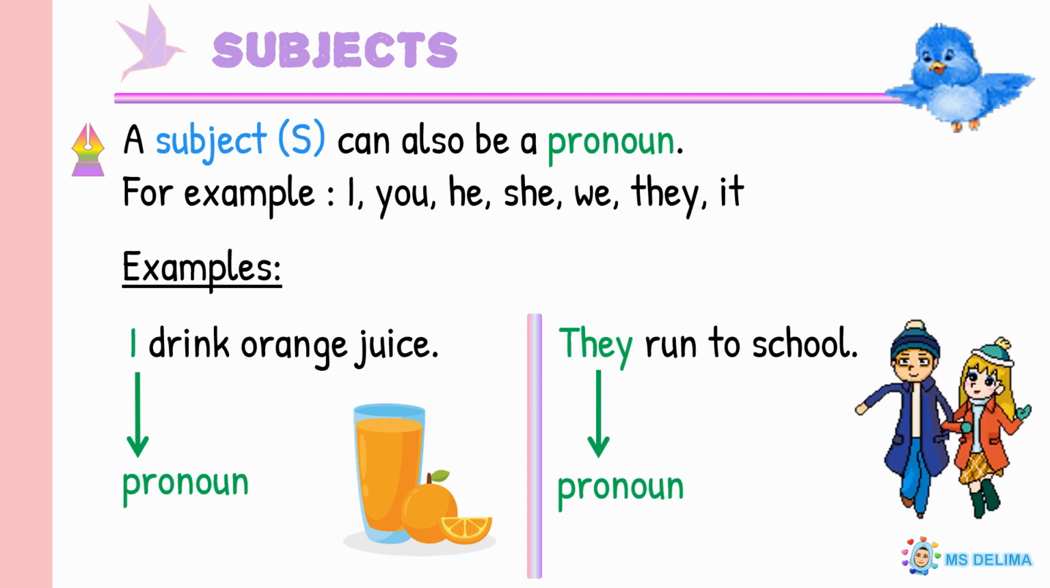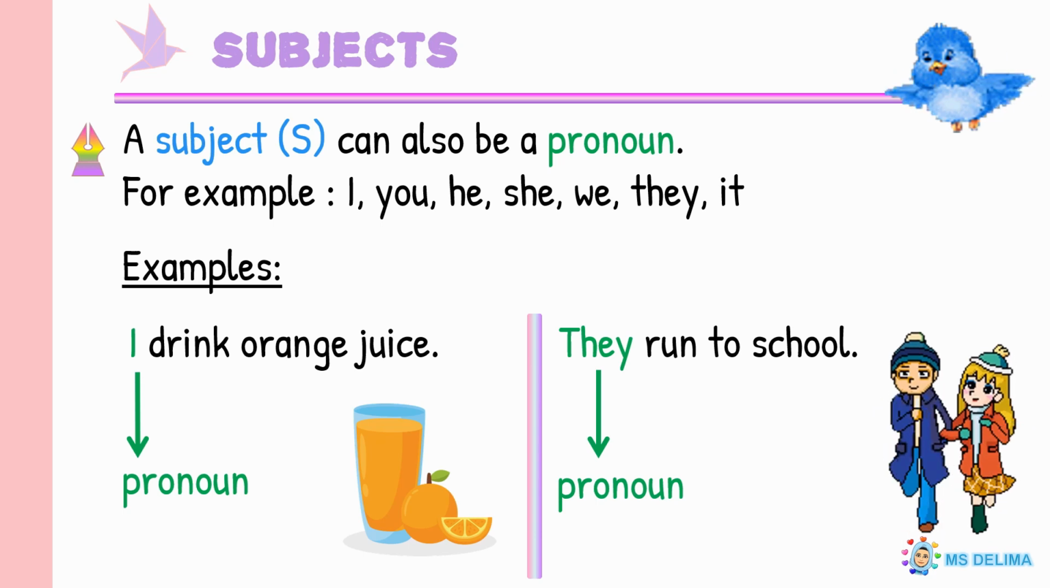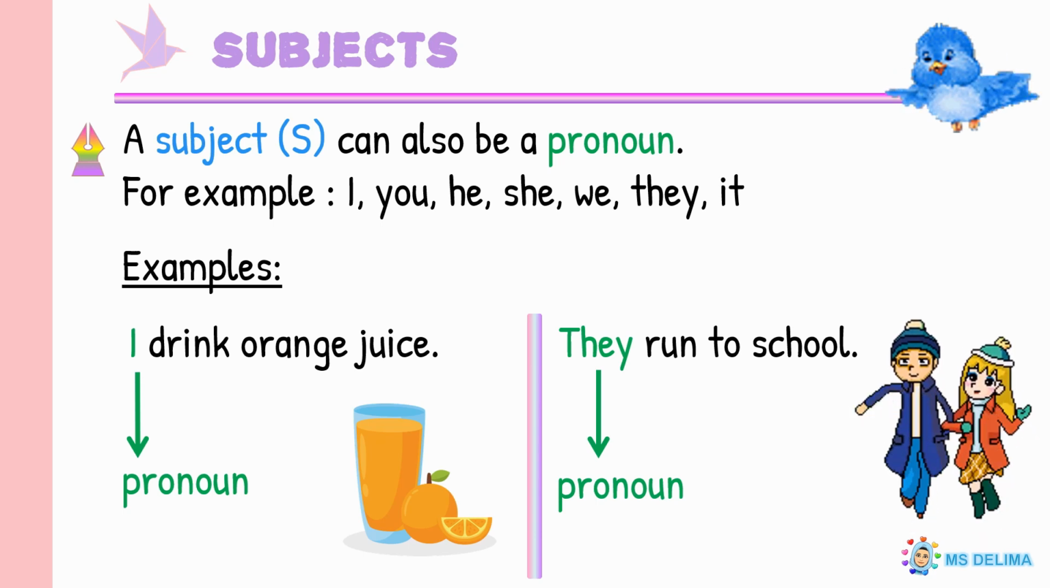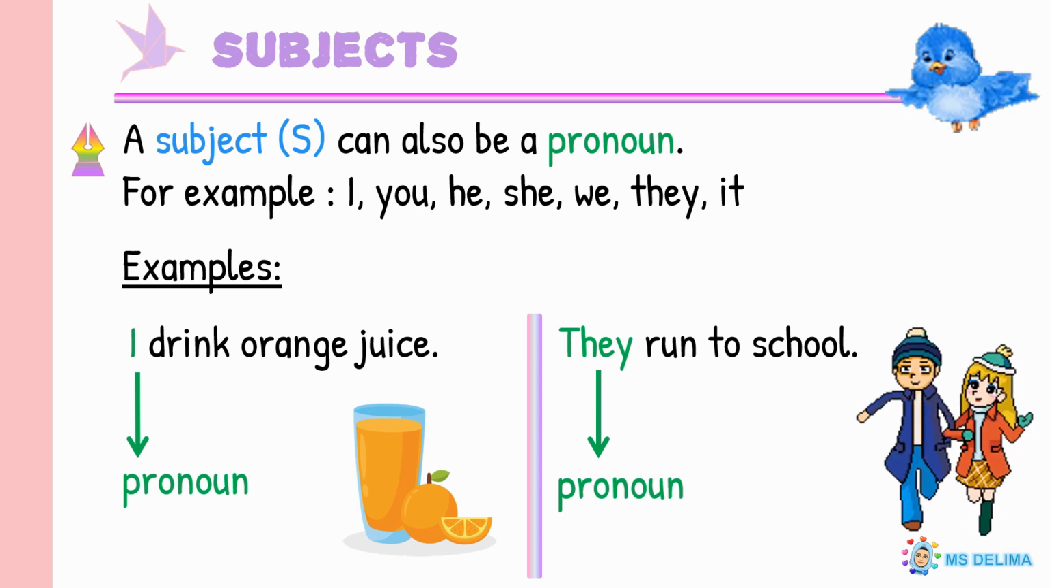For example, I drink orange juice. I is a pronoun. The next example is they run to school. They is a pronoun.